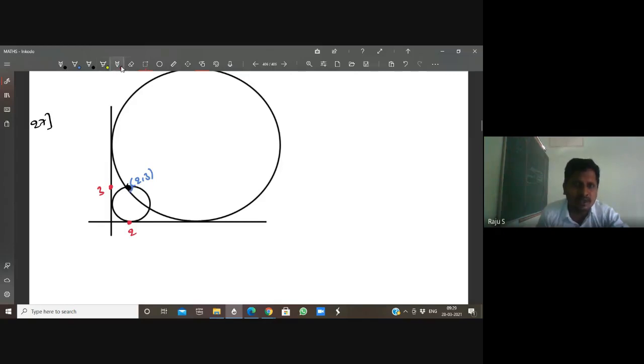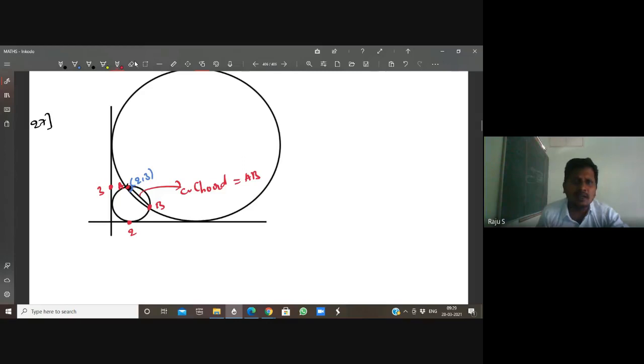Let us take this point as A, this point as B. When I join these two points, we'll get a third equation. This is the common chord of both the circles. Am I right? So the common chord is AB, and we need to find the length of AB. Is it clear?